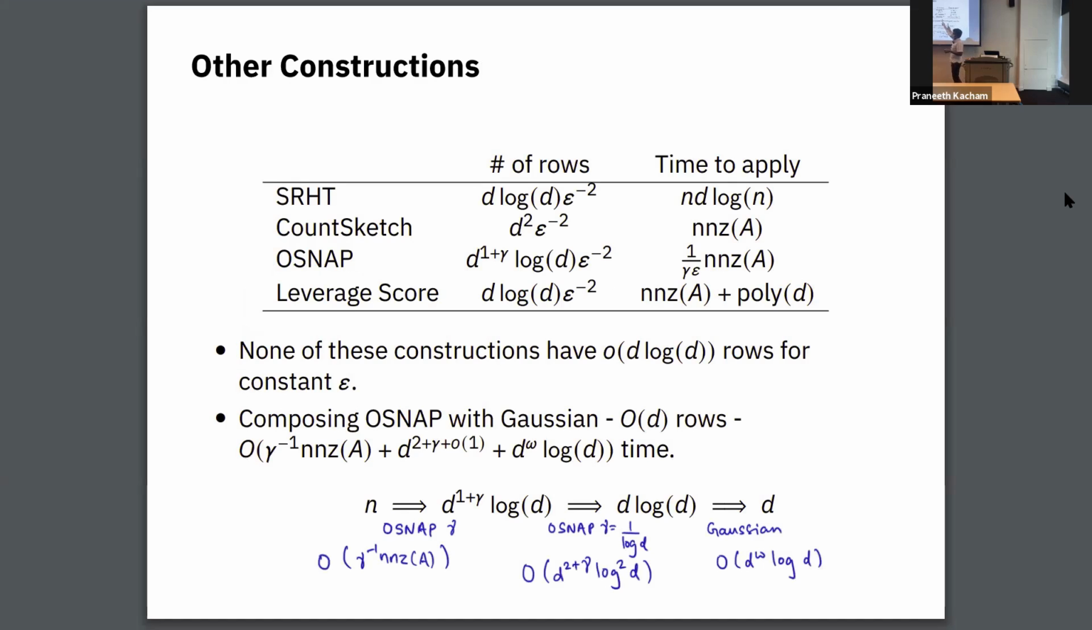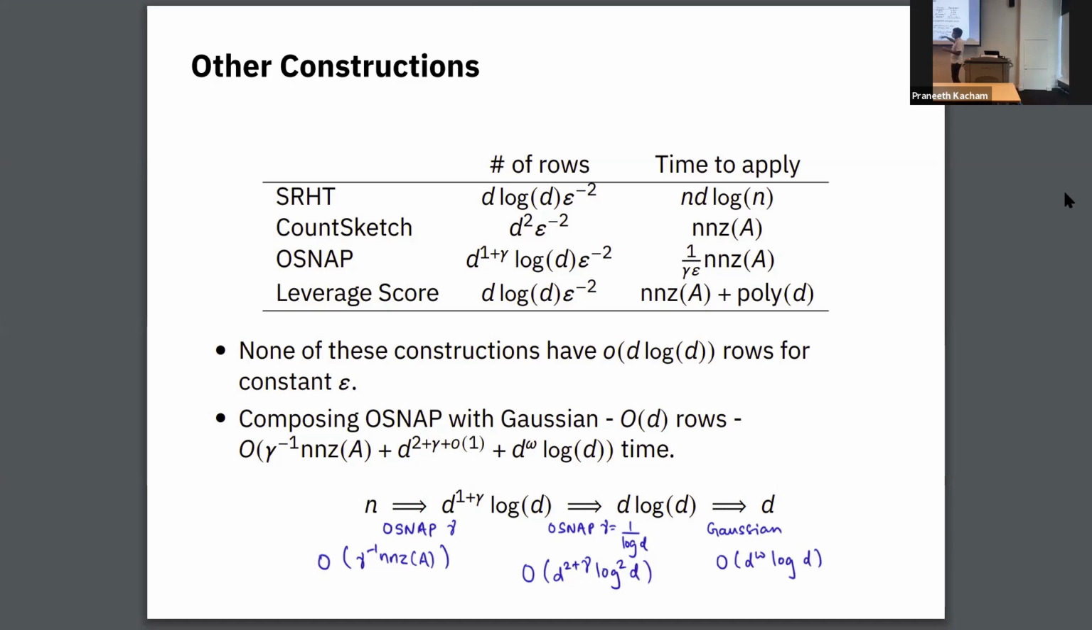First one is a subsampled randomized Hadamard transform. I don't want to get into the details, but it has d log d over epsilon squared rows. It is worse than Gaussian by a factor of log d, but it can be applied to a matrix quickly. Say you have an n by d matrix, you can apply this in n d log n time. The second one is count sketch, which has even more rows, d squared over epsilon squared rows, but it can be applied very quickly, just in the number of non-zero entries in matrix A time.